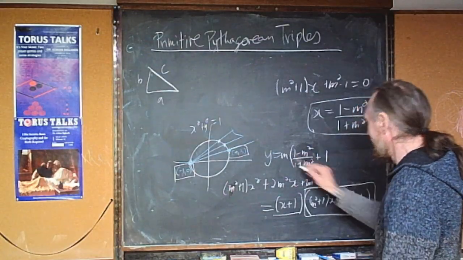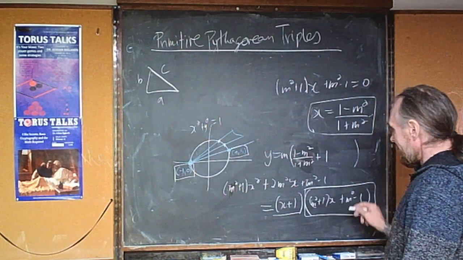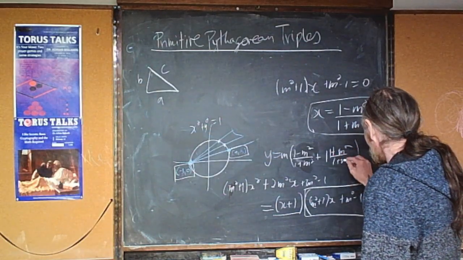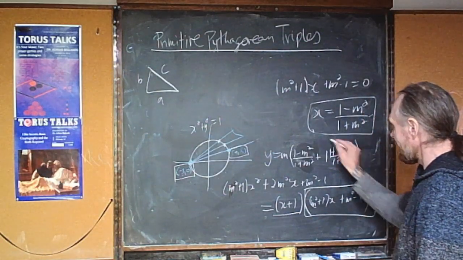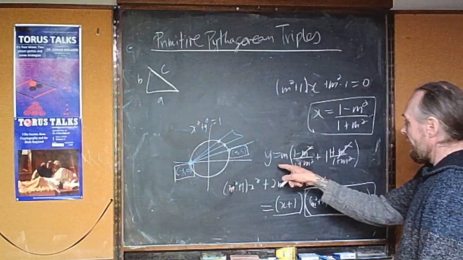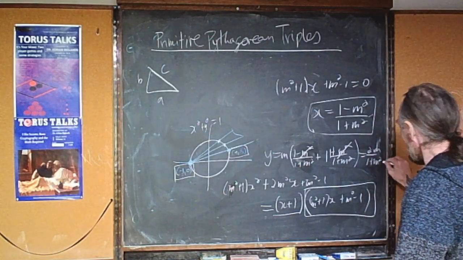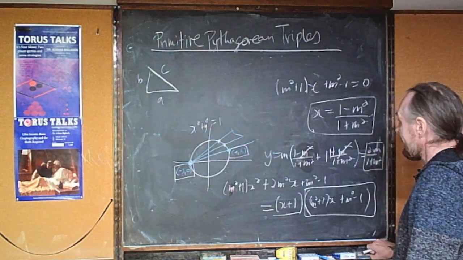What do I do now? Get a common denominator. So I have 1 plus m squared over 1 plus m squared. I multiply by 1, dirty trick, cancel, cancel. And then that's going to give me what? A headache, probably. 2m over 1 plus m squared. So now I have the y.